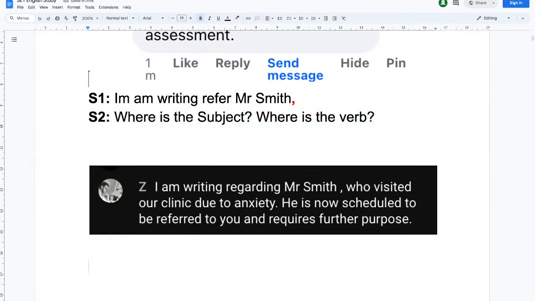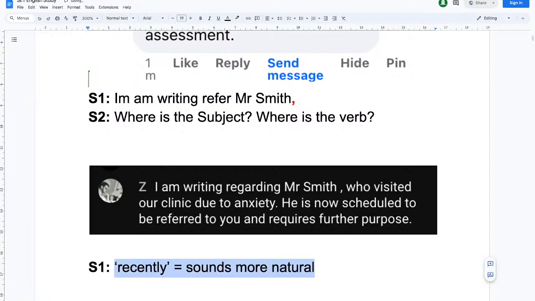"I'm writing regarding Mr. Smith who visited our clinic." So again, Zed, I think sentence 1 is very nice, but let's say "recently", Zed. So "who visited our clinic recently". It just sounds more natural, okay? It's the kind of word a native speaker would just put in. There's no real reason for it necessarily, but it just sounds better, okay?